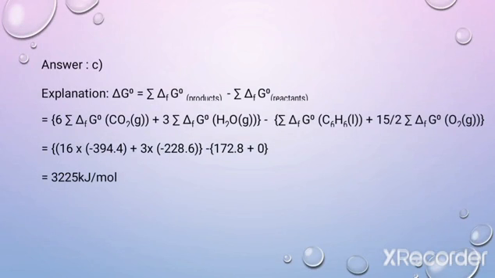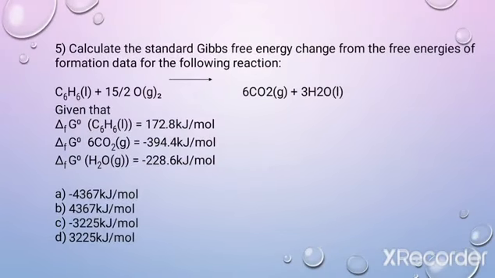So we use the formula delta G naught is equal to delta Gf of products minus delta Gf of reactants. When we substitute the values of the products and the reactants which are given to us into the equation, we get the value of delta G naught as 3225 kilojoules per mole.